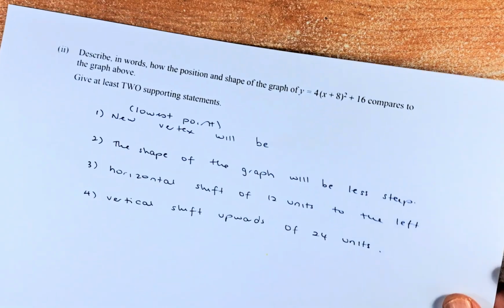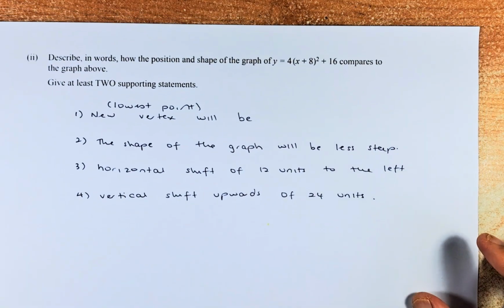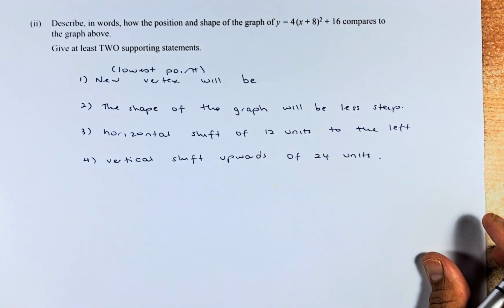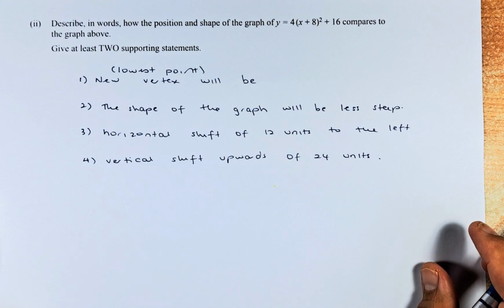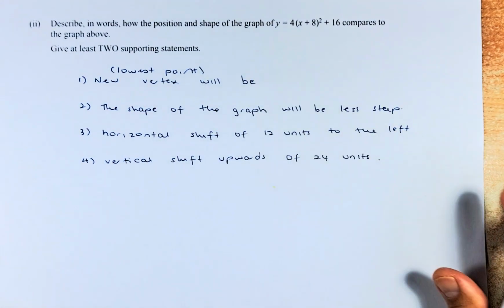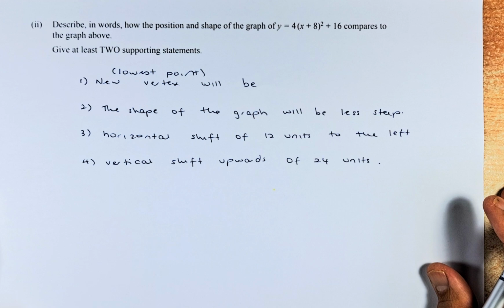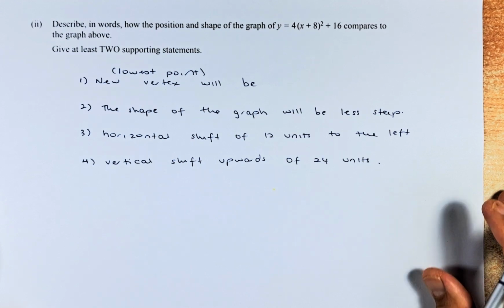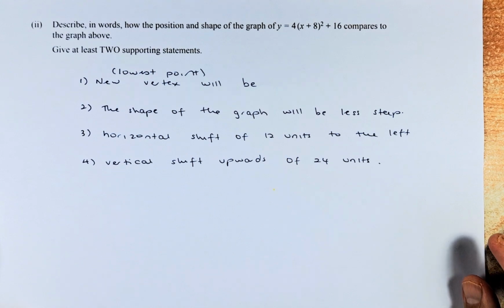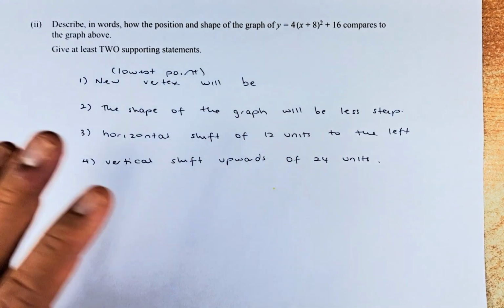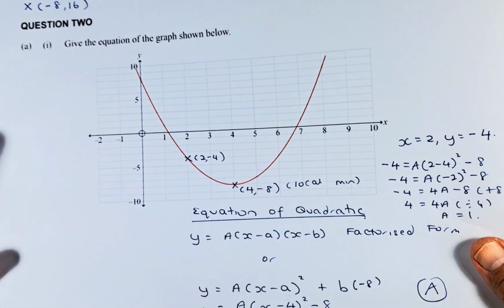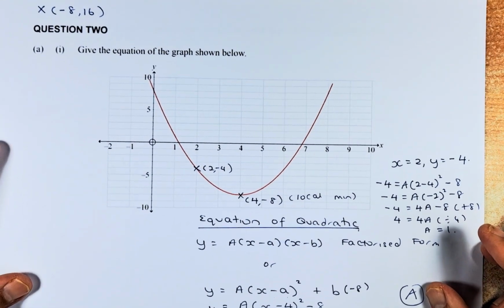Now we shall proceed to part 2, okay? Part 2, we're going to go look at the graph again and then we will do that. So the question is describe in words how the position and shape of the graph y equal to 4 bracket x plus 8 squared plus 16 compares to the above graph, which is the one that we done before. Give at least 2 supporting statements. We are going to bring back the graph. So the graph looks like this. Hopefully you can see.